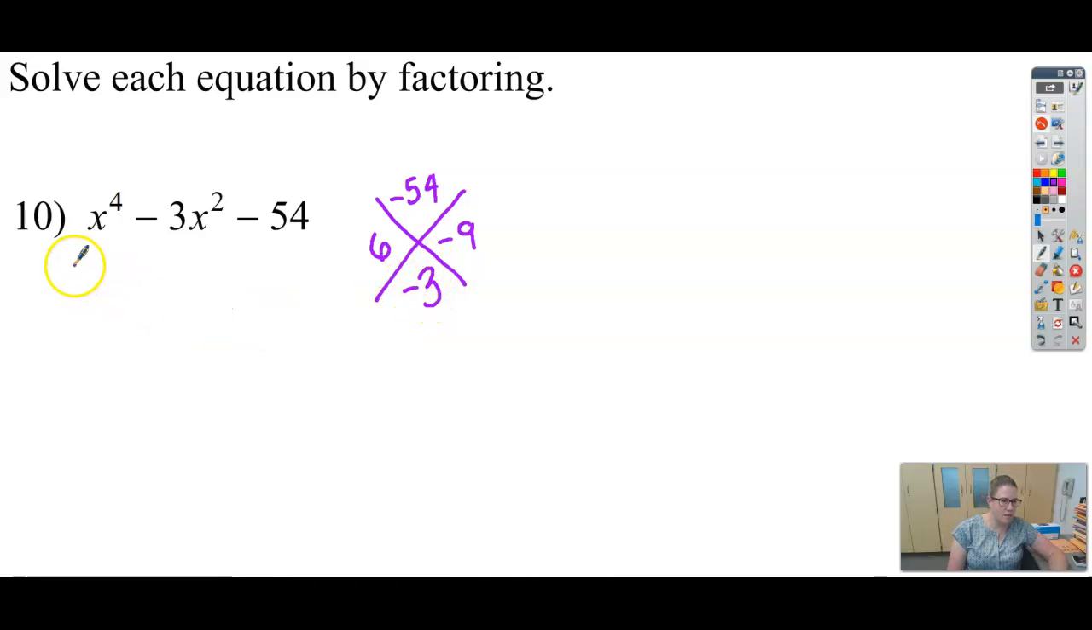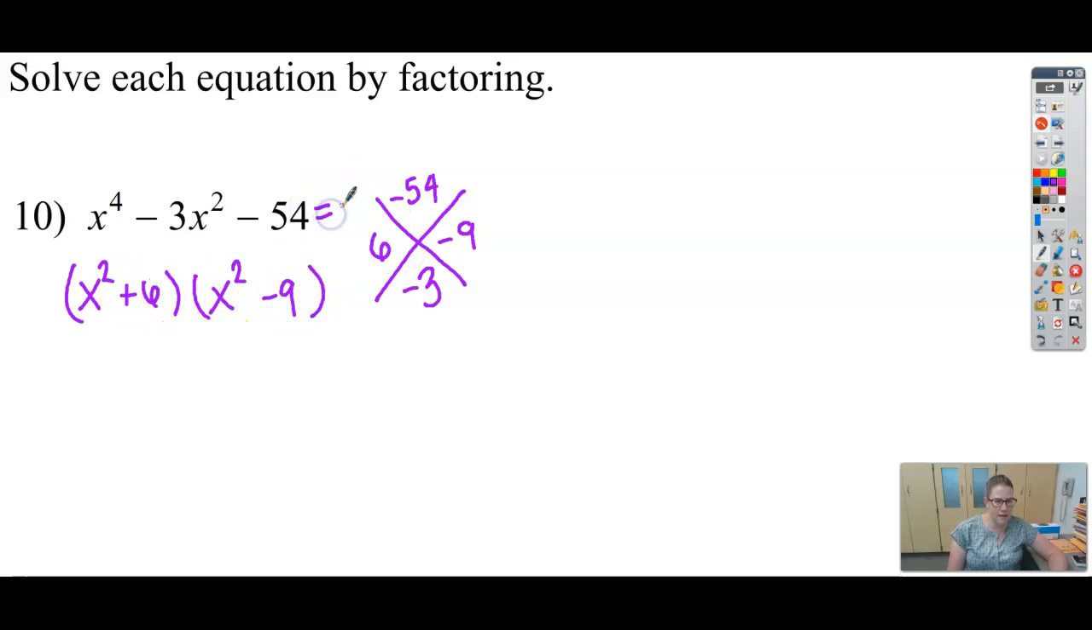So let's go ahead and write this in factored form. So remember, instead of just putting an x here like I would if this were a quadratic, because it's 4th power, I've got to put x squared here and here. Then I'll have plus 6 and minus 9.